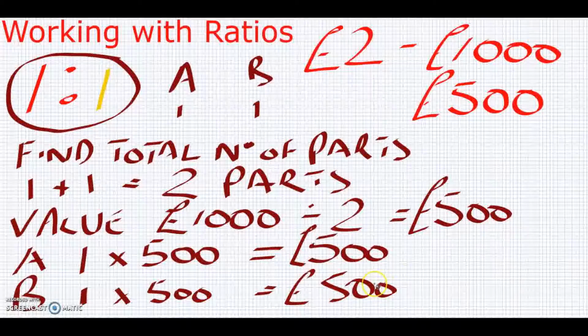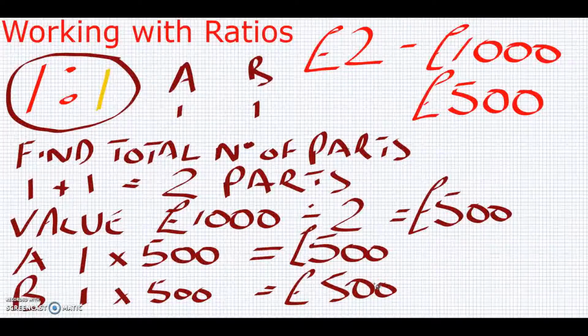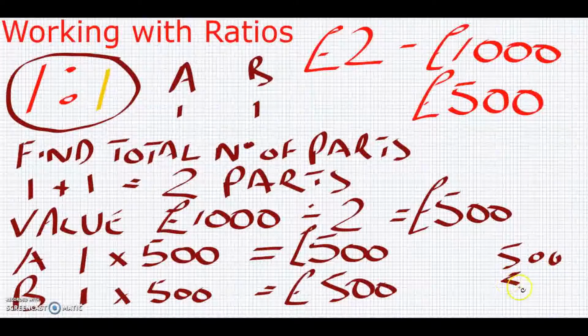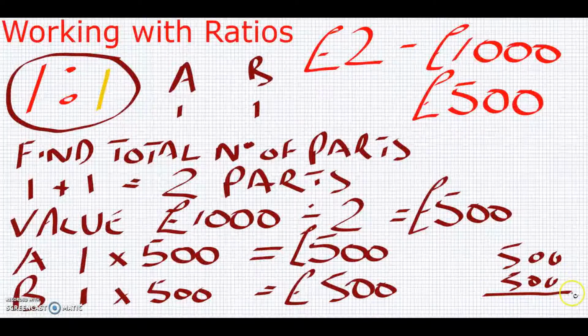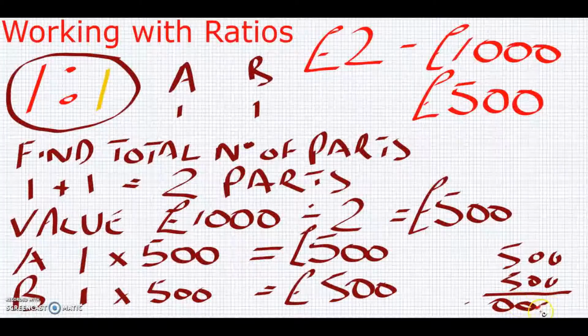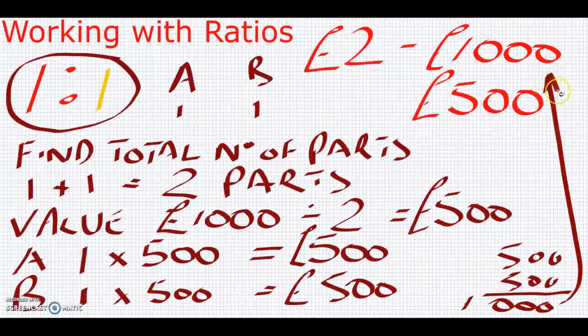And as a quick test, if we add these two together, the 500 there and the other 500, we should come out with our initial value, which is £1,000, as we see there. And that's a simple way of working out a ratio and using this concept of fairness.